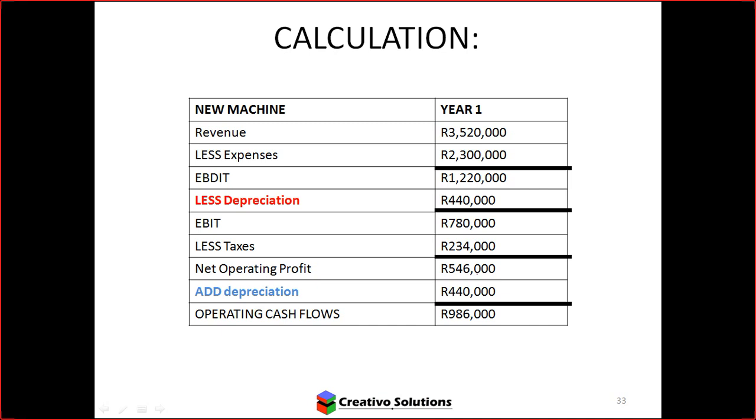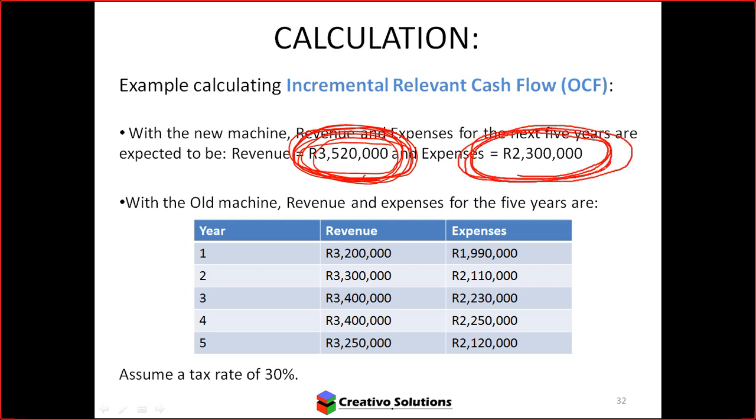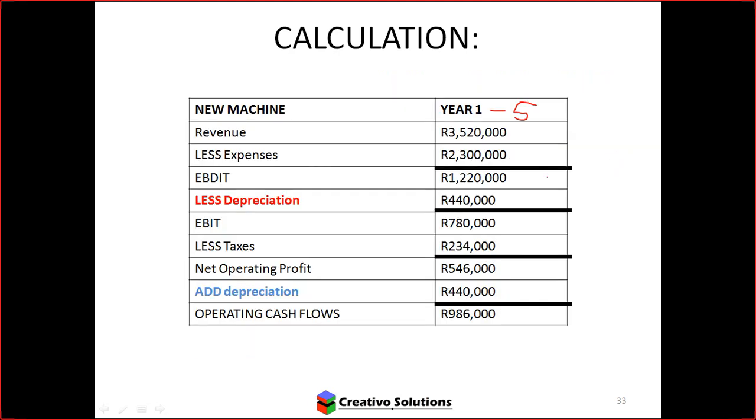Here's the new machine. Does the new machine's revenue and expenses change over the next 5 years? No. So I've done one table here, but this table is actually applicable for all 5 years. Okay, so I don't have to do 5 tables. I just need one. Because they're the same for all 5 years. Okay. Happy? Yes. Okay. What was the revenue for the 5 years? Let me just go back to that page. Okay. Yes, the 3520. And what was the expenses? 2.3. Correct. That's where this comes from.